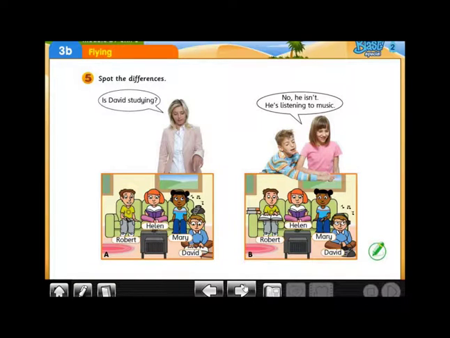Number five, spot the difference. Look at the A and B in the picture, letter A and B. Is David studying? Where is David? Right. Is David studying? In picture number A, yes, David is studying. But in picture number B, no, he isn't. He is listening to music.